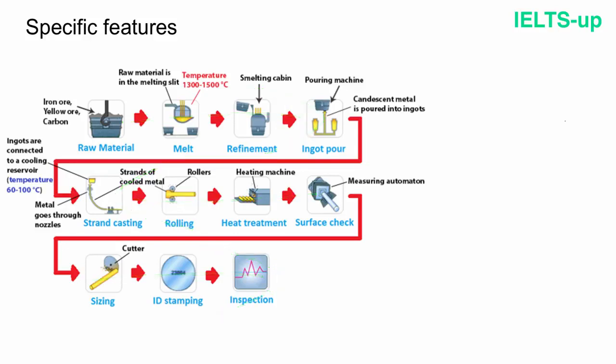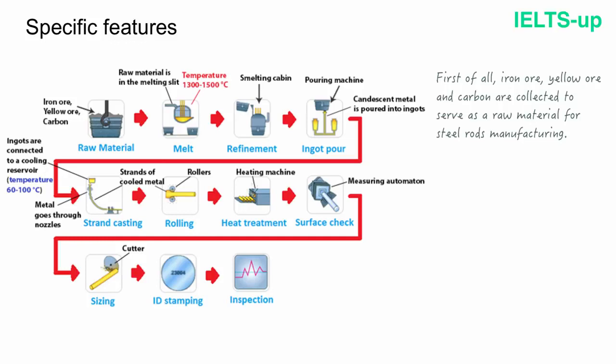I describe the stage in such a way. First of all, iron ore, yellow ore, and carbon are collected to serve as a raw material for steel rods manufacturing. Then we move on to the next stage, which is called melt. If you don't know what melt means, it's totally okay. Diagrams often picture information with quite unusual names that may be unfamiliar to you. But you should not worry about that. Your task is to focus on the description, using all those strange names and additional information.